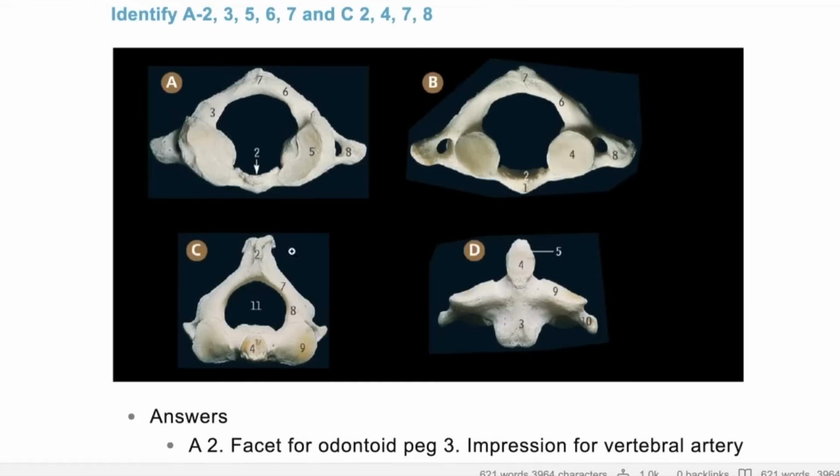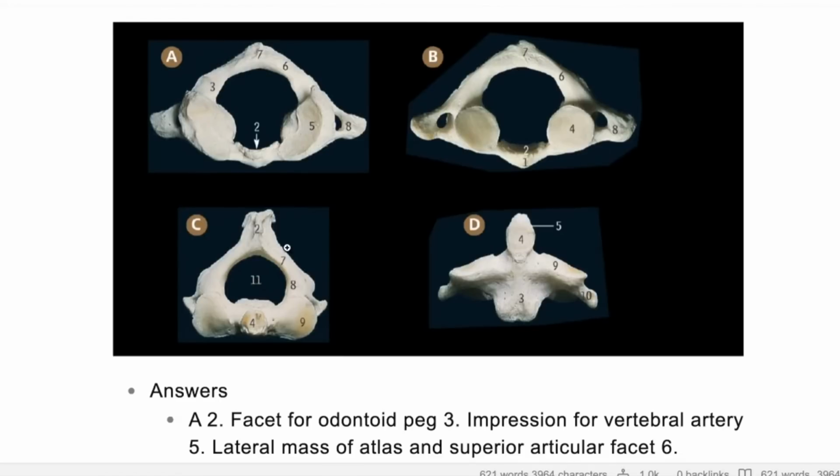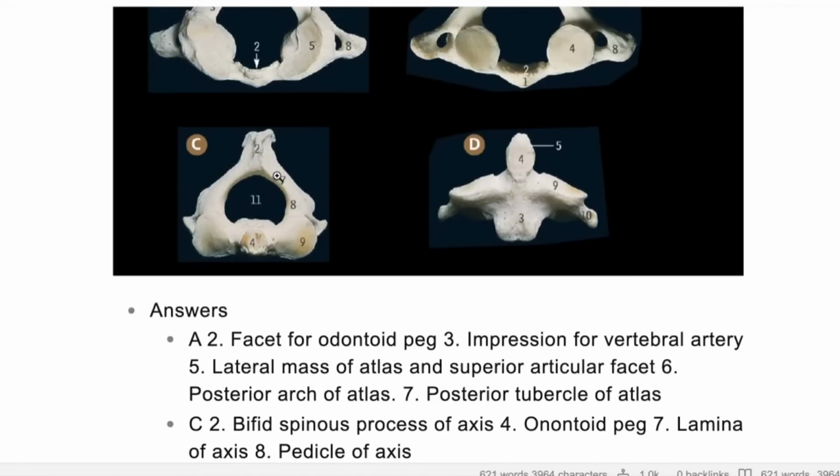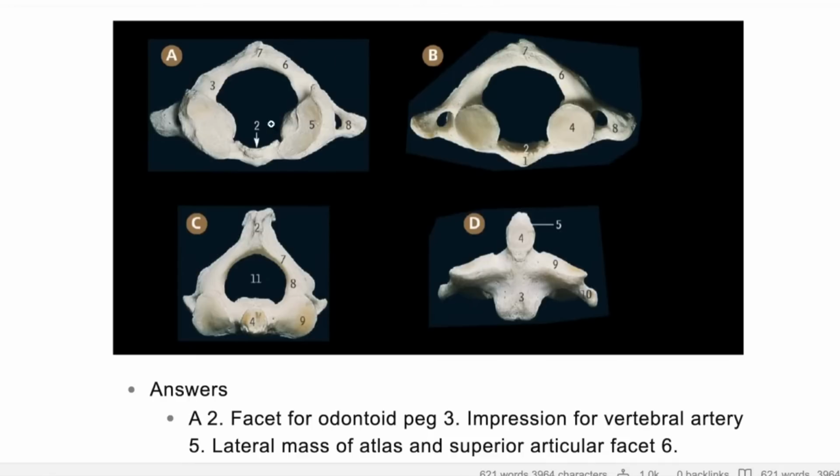Okay. So it's a bit different because here we're talking about the axis. So C is the axis. It's not the atlas, right? So 2 is the bifid spinous process. Okay. And 4 is the odontoid peg. And 7 and 8 we're talking about lamina and the pedicle. So number 8 is the pedicle, and number 7 is the lamina. We don't call it posterior arch. So look at the difference. This is C1, and this is C2. This one has a tubercle. This one has a bifid spinous process. This one has a facet. This one has an odontoid peg, which is number 4. So the one with the odontoid peg will have a lamina and a pedicle. Lamina number 7 and pedicle number 8.